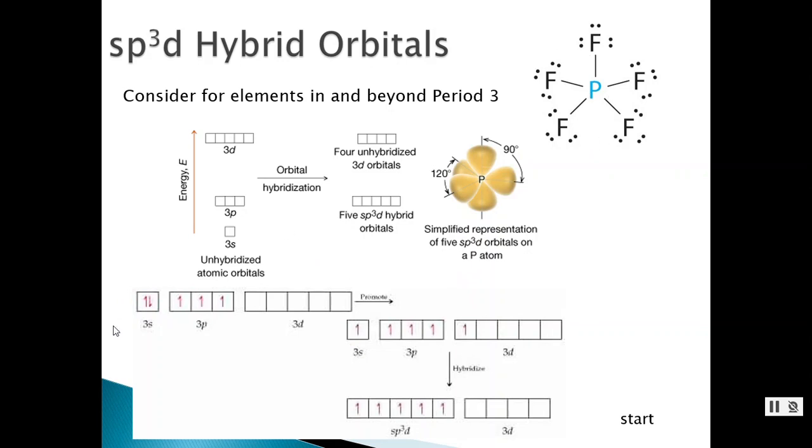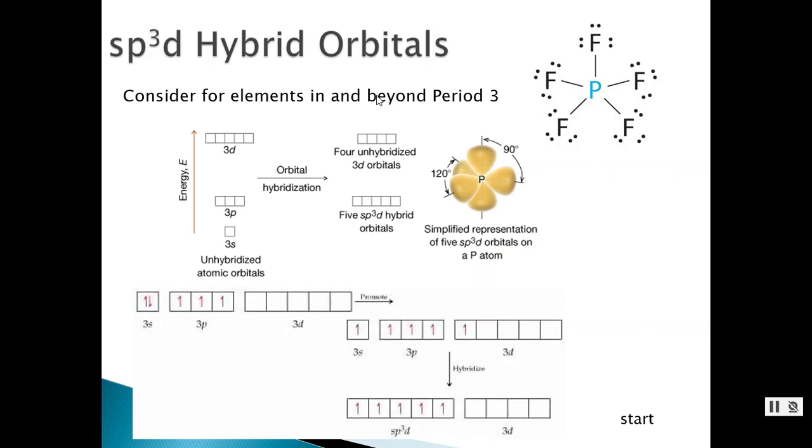Well, if we were to hybridize these orbitals and specifically promote one of the 3s electrons to a d orbital, and then hybridize those orbitals in the 3 shell that have 1 electron, we would get 5 orbitals that have varying s, p, and d character. Those 5 orbitals would be called sp3d. And that would help to explain why phosphorus forms 5 bonds.